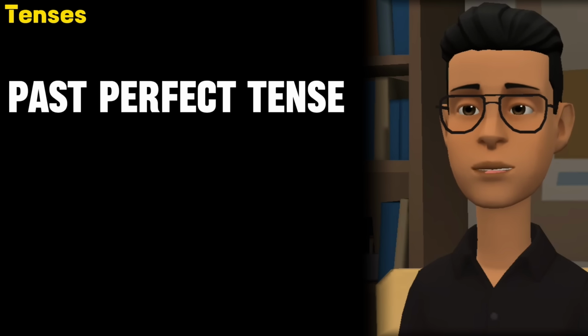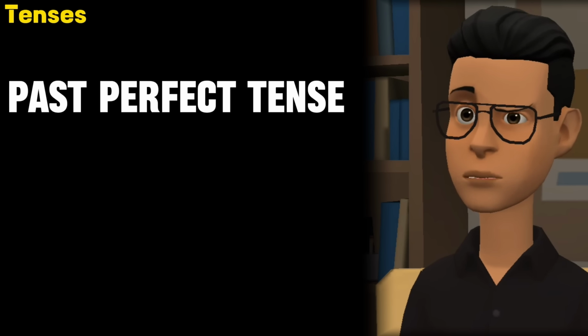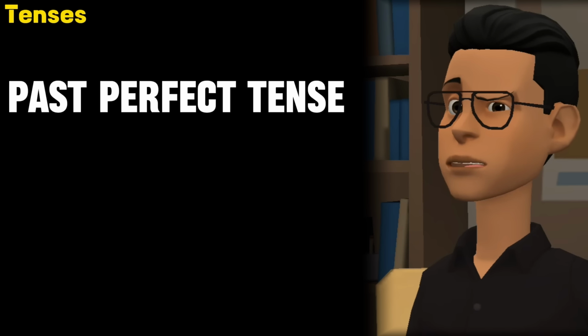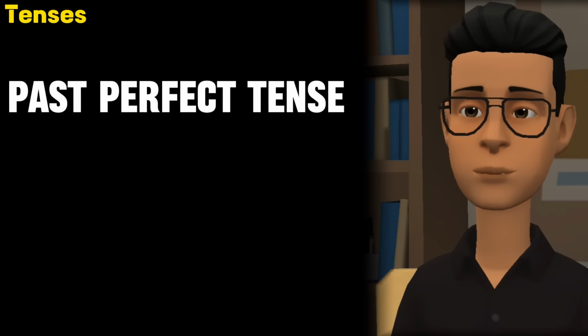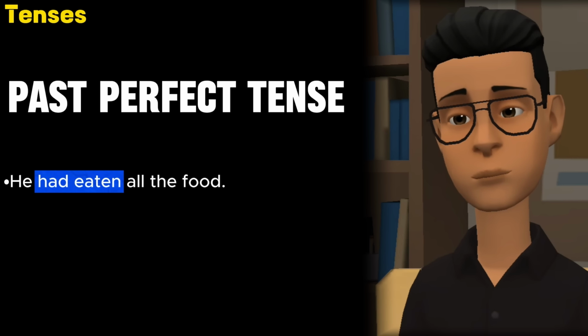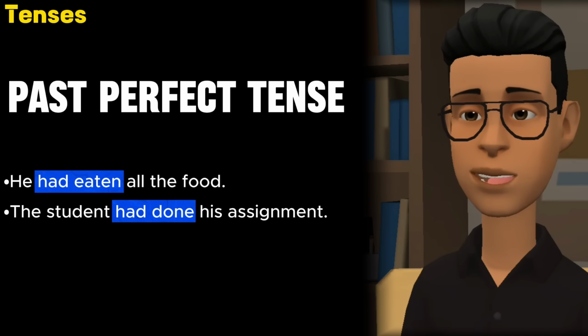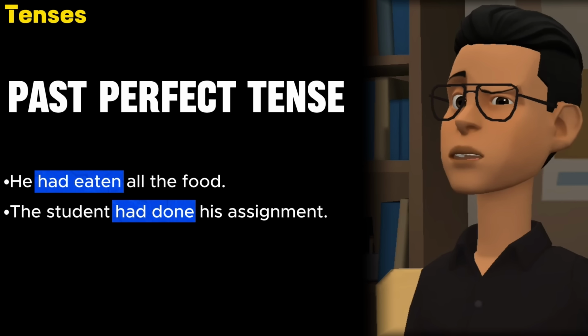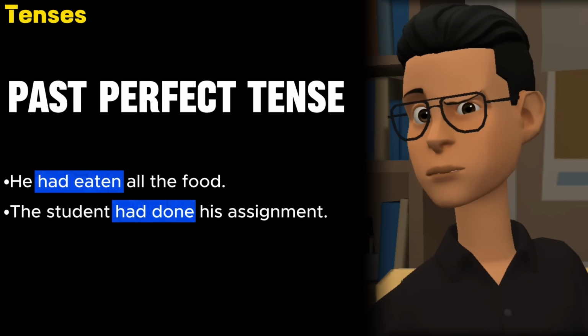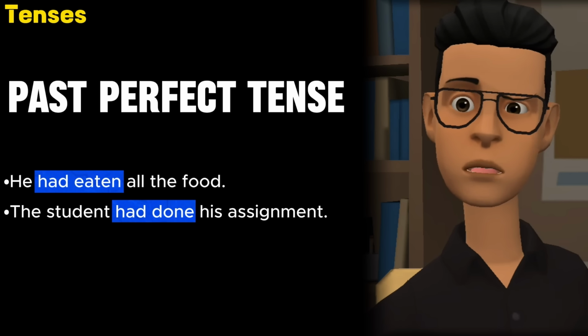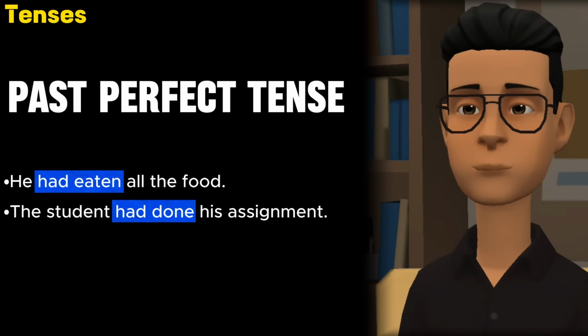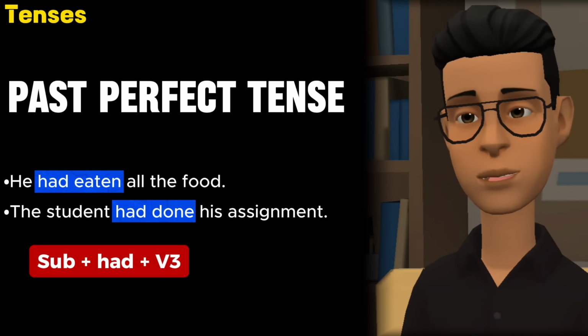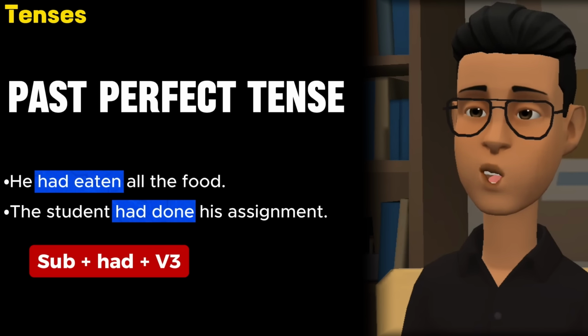Now, past perfect tense. It is used when the action was already completed in the past. For example, he had eaten all the food. The student had done his assignment. You see, here, that after the subject, there's had, and then, the third form of verb. So, in past perfect tense, after subject, there's had, plus third form of verb.